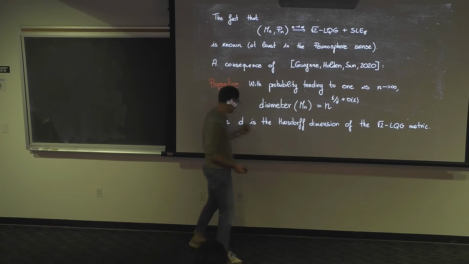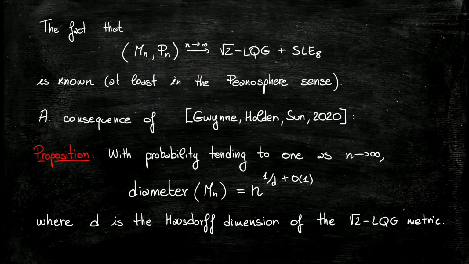So what do we know about d? First of all, we know that it's almost surely deterministic, so it's always the same. It's not a random parameter. And these are the best rigorous lower and upper bounds on this value. So we don't know the exact value of d, but we have fairly good upper and lower bounds.